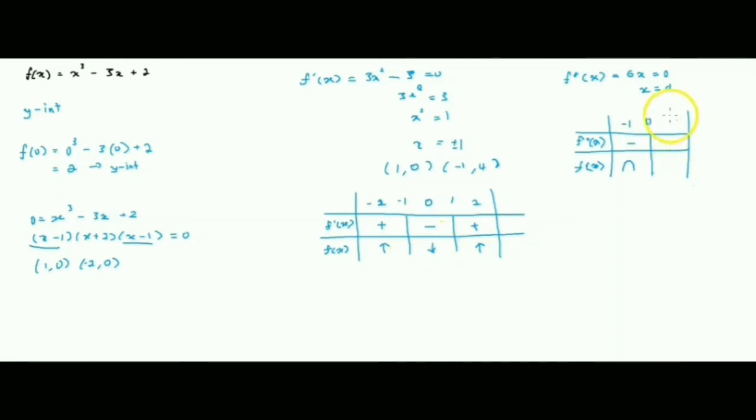And for this part, which is a number higher than 0, I'll choose 1, so it will become positive, so it's concave up. So as you can see here, this function has an inflection point, which is at x equal to 0.